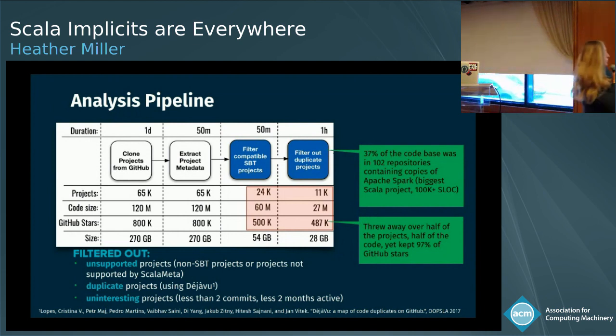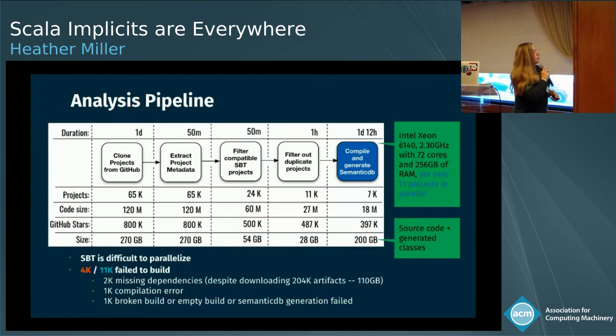The reason it's important to filter out duplicates, for example, is that 37% of the code base in 102 repositories contained copies of Apache Spark, which has hundreds of thousands of lines of code. So it's important to get rid of these duplicates. In the end, after this step, we threw away over half of the projects, yet we kept 97% of the GitHub stars that we had grabbed.